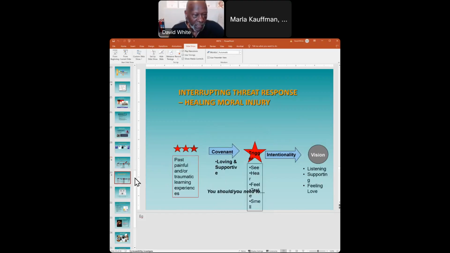The way that you get around that is you interrupt the threat response and heal the moral wound in this way. You have your covenant, you are triggered. Oops, sorry about that. This thing got disrupted. You are triggered, and instead of you going up here, there is no place up here for you to go off and be reactive. You're staying because what you do is you put in the relaxed muscle in here, and your intentionality stays with you and you continue to be the person that you want to be.